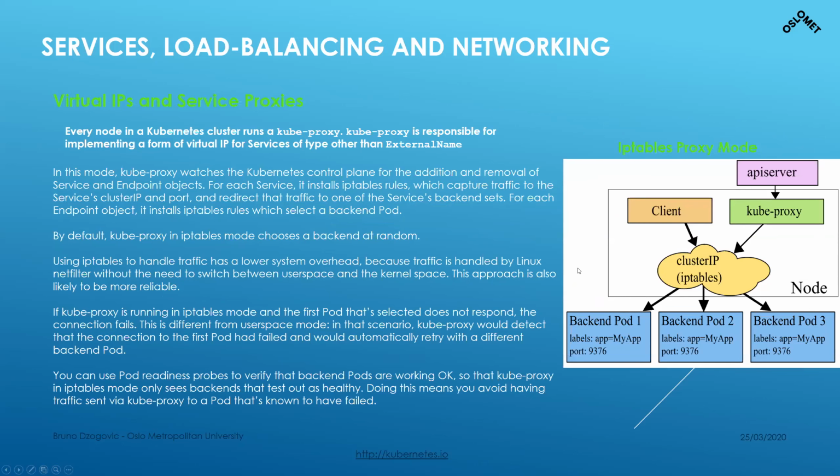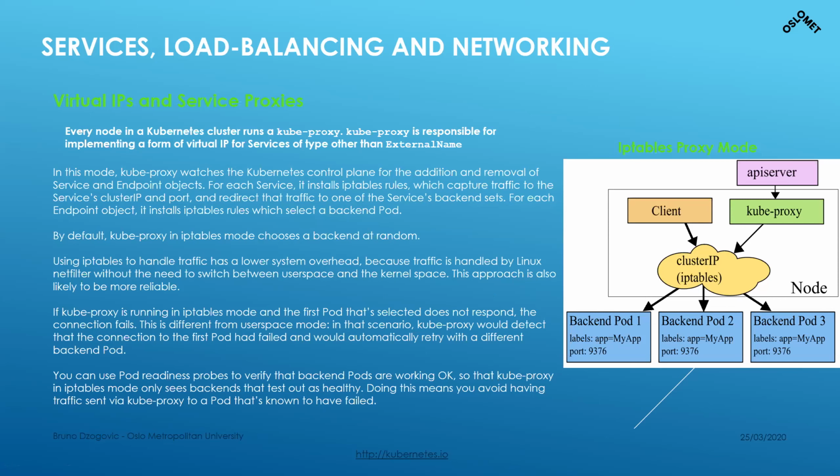There is another way, so you can proxy using IP tables mode. This is more or less different, because then you assign forwarding rules to different backend pods. If the Kube proxy is running in IP tables mode and the pod that is selected doesn't respond, then the connection fails. This is different from the user space mode, where the Kube proxy detects that the connection to the first pod failed and automatically tries another pod, the next one. So this is also one way to do it.